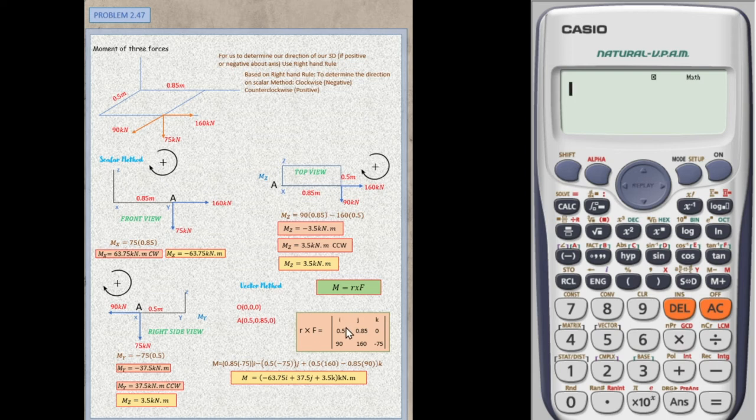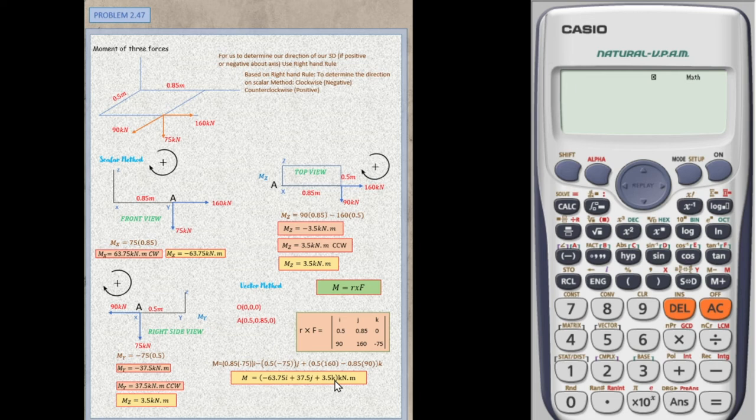So applying the cross vector product, we have 0.85 multiplied by negative 75, so this is already 0 for the j term of the force. So i, and then minus 0.5 multiplied by negative 75, and this one is 0 for j, and then plus, for k, 0.5 times 160 minus 0.85 times 90, and it will give me the moment about its X, Y, and Z.